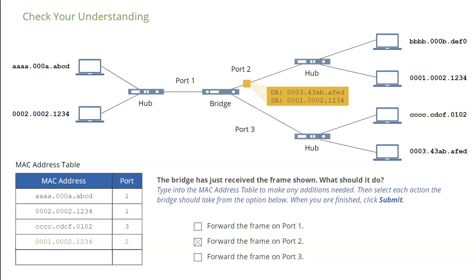The MAC address table uses source addresses, not destination addresses, to build its data. So, the destination address will not be added to the table. Because the destination address is not in the table, the MAC address table does not yet know that the destination device is on port 3.